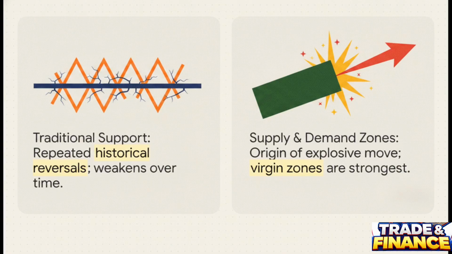Now, here is a real game changer. You've probably been taught traditional support and resistance, where the more a level is tested, the stronger retail traders think it is. But supply and demand zones are the exact opposite. They are drawn at the origin of a strong move. Every single time price revisits a zone, it consumes those resting institutional orders. Therefore, a virgin, totally untested zone carries the absolute highest probability of a reaction. Repeated testing actually erodes their power.